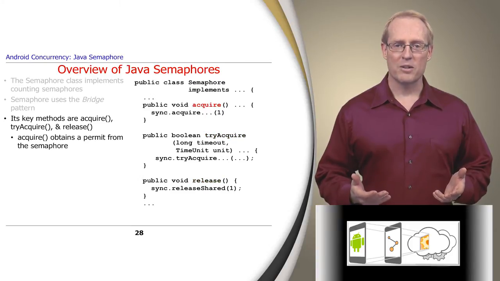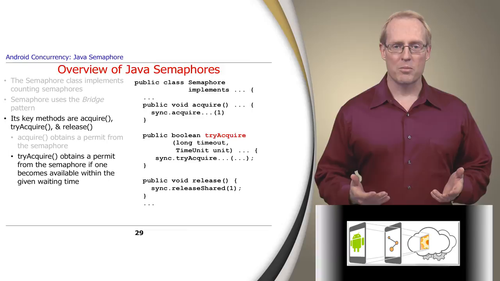Acquire obtains a permit from the semaphore, blocking until one is available or the thread is interrupted. If a permit is available, acquire returns immediately, reducing the number of available permits by one. Try acquire obtains a permit from the semaphore if one becomes available within the given waiting time and the current thread has not been interrupted.